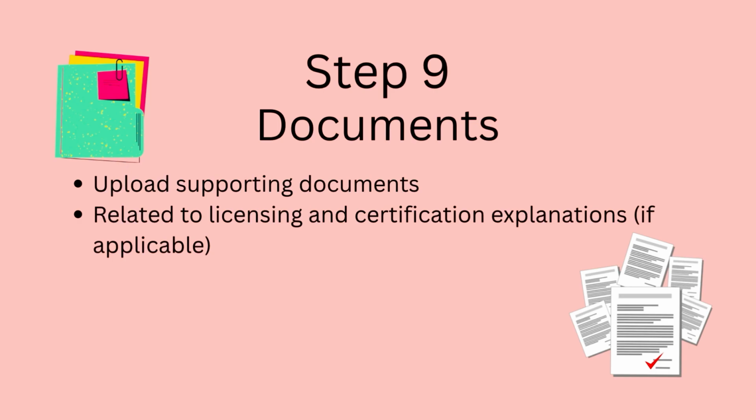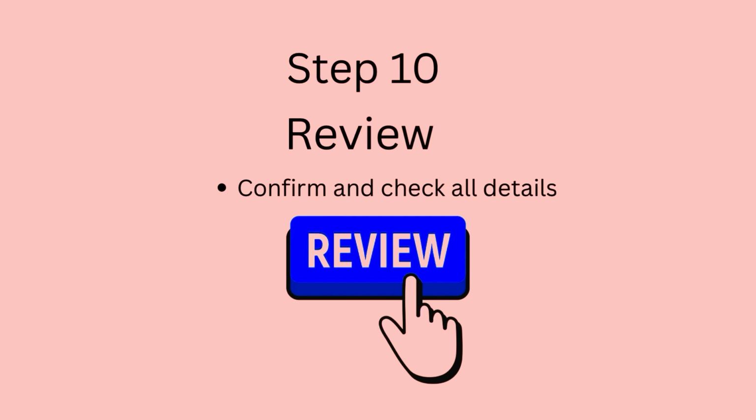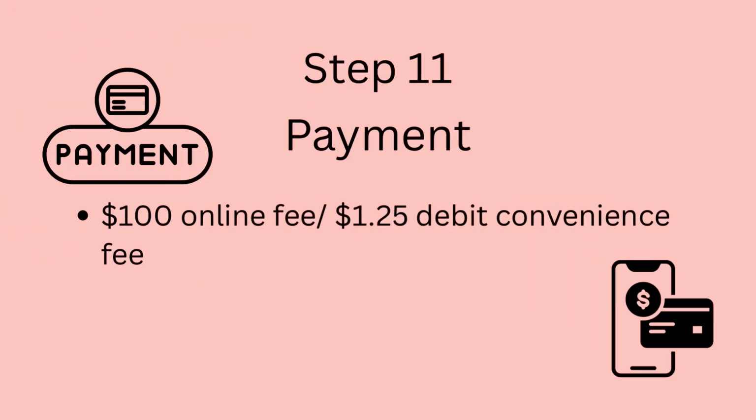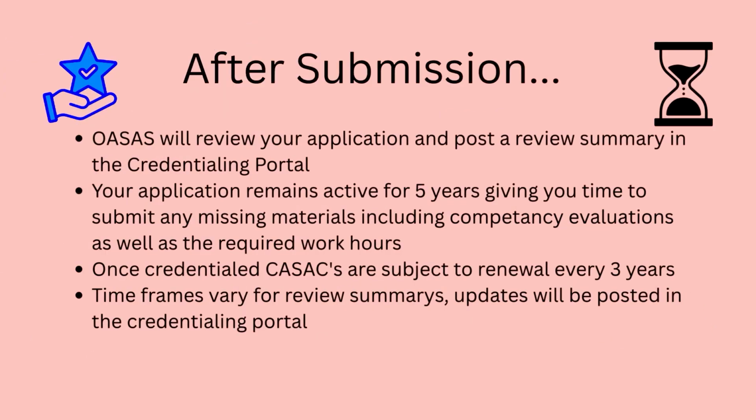Step 9, documents. Here, you'll upload any supporting documents, such as explanations or statements if you disclose something in the previous step. Step 10, review. Carefully review your entire application to make sure everything is accurate and all files are uploaded. Step 11, payment. The online fee is $100 plus a $1.25 fee for debit card payments. Once submitted, OASIS will review your application and post a review summary in your portal. That summary will let you know what's approved and what still needs to be added.